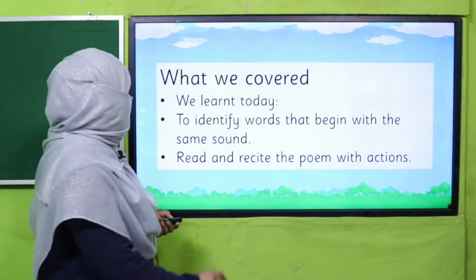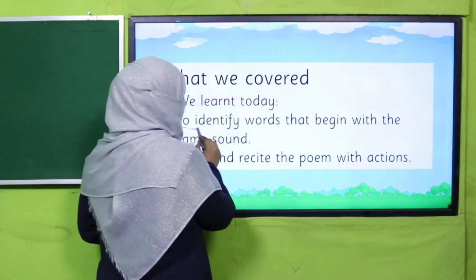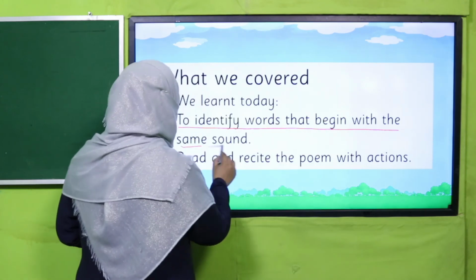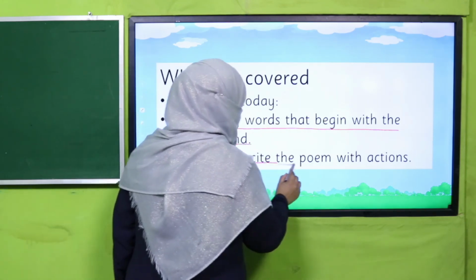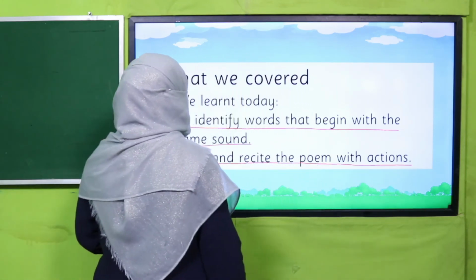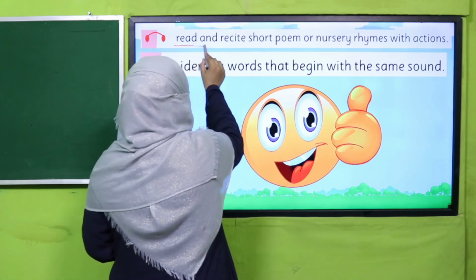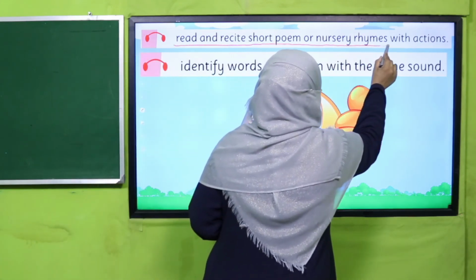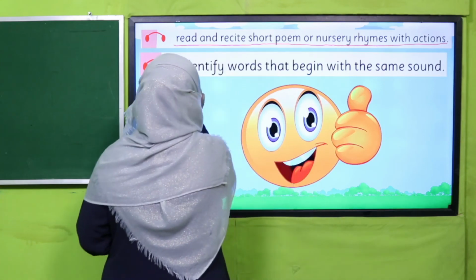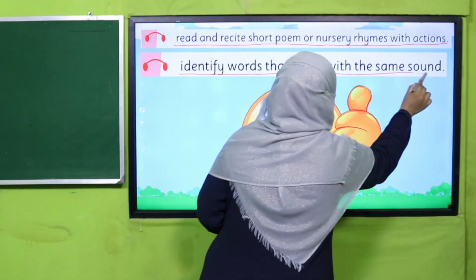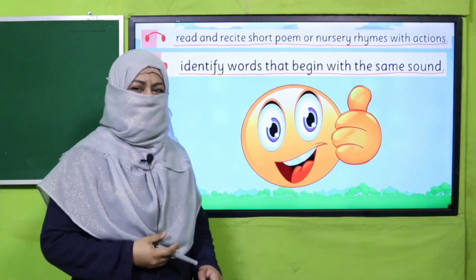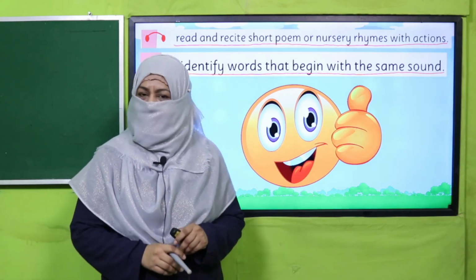So what we have learned today, we learned to identify words that begin with the same sound, and we read and recite the poem with action. So we achieved our SLOs to read and recite a short poem or nursery rhymes with actions and identify words that begin with the same sound. Are we done with it? Yes. So that's it for today.